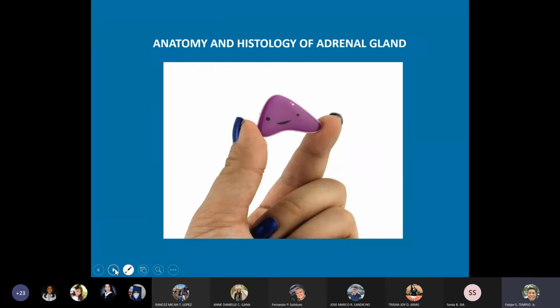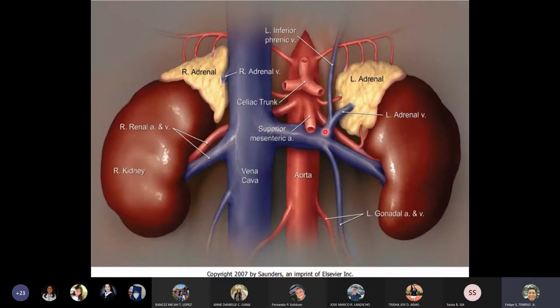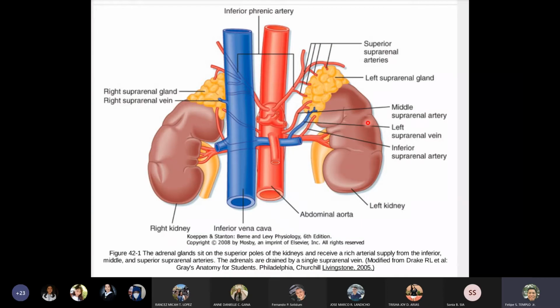So not too much about the anatomy and histology of adrenal glands. The adrenal glands are retroperitoneal glands just sitting above your kidneys. The right adrenal gland is a little bit pyramidal in shape, while the left adrenal gland is crescent shape. As you know from your anatomy, these are your blood supply: the right suprarenal artery and the right suprarenal vein for the right adrenal gland, and of course the left suprarenal veins and arteries, or superior suprarenal arteries, for the left side.